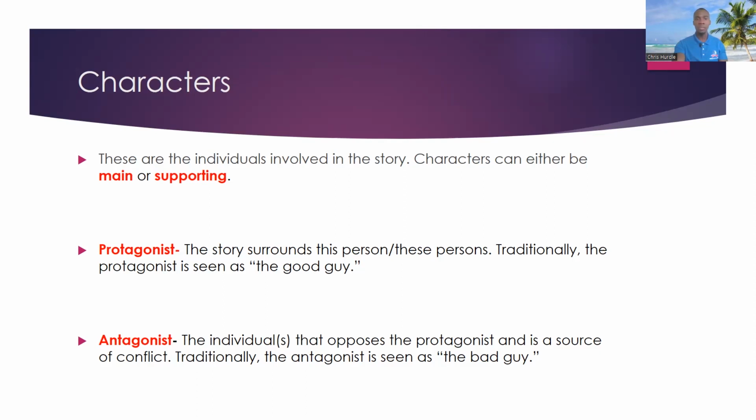The main character is going to be the protagonist. And depending on the story, there can be an antagonist. But the antagonist is not always present, right? So just because there's a protagonist doesn't necessarily mean that there's going to be an antagonist. Because the antagonist is a source of conflict, but this source of conflict is going to be a person, right?